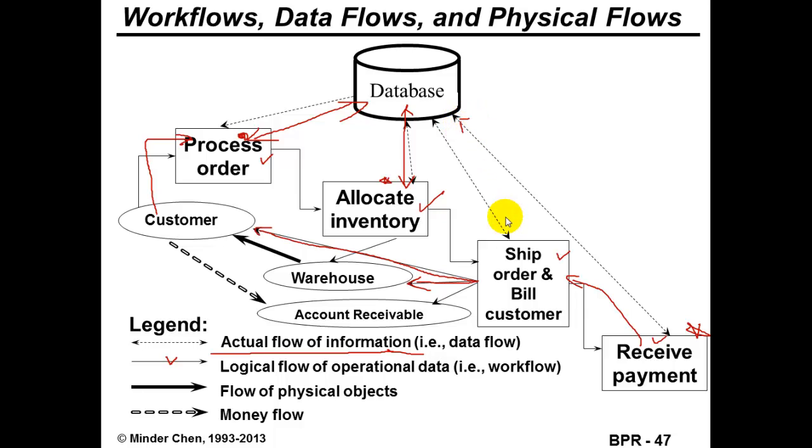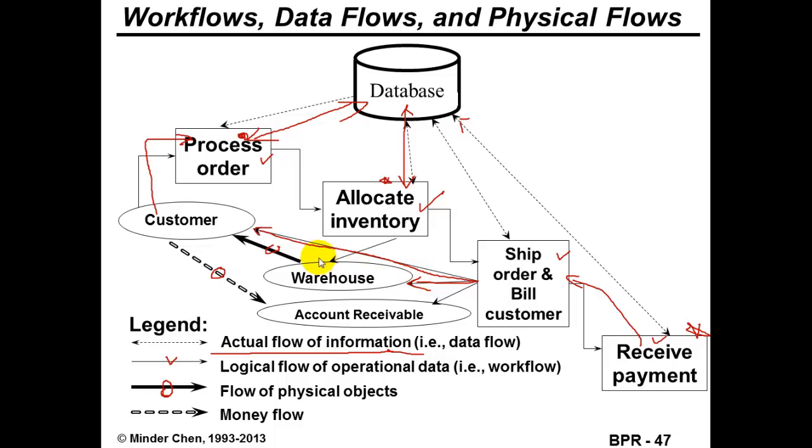to use the data in the database to find out the status of the orders which have been shipped but not billed, in order to prepare the invoice to be sent to the customer. The thick arrow-headed line here represents the material flow, the goods that are shipped to the customer, and this thick dotted arrow-headed line implies a money flow. The payment by the customer to us, received by the accounts receivable, is the money flow.